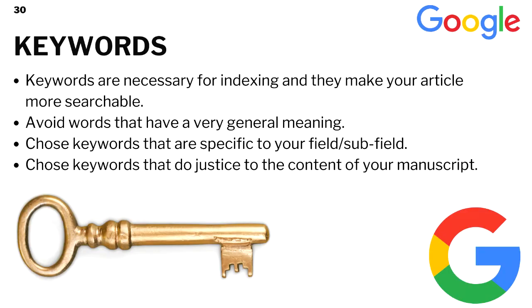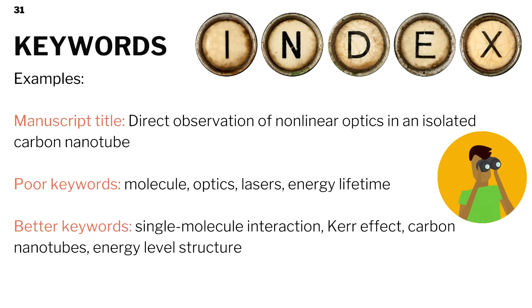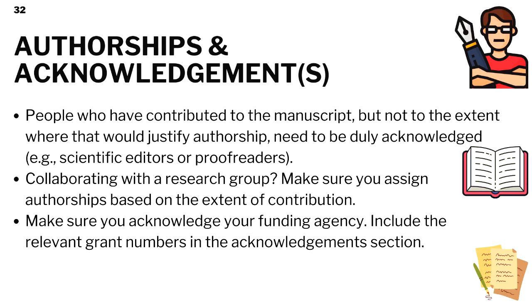In order to get your article indexed properly, and to make it more searchable, you need to choose keywords that are specific to your subfield. Pause the video to see the example shared in this slide. Finally, you need to take care of authorships and acknowledgments.